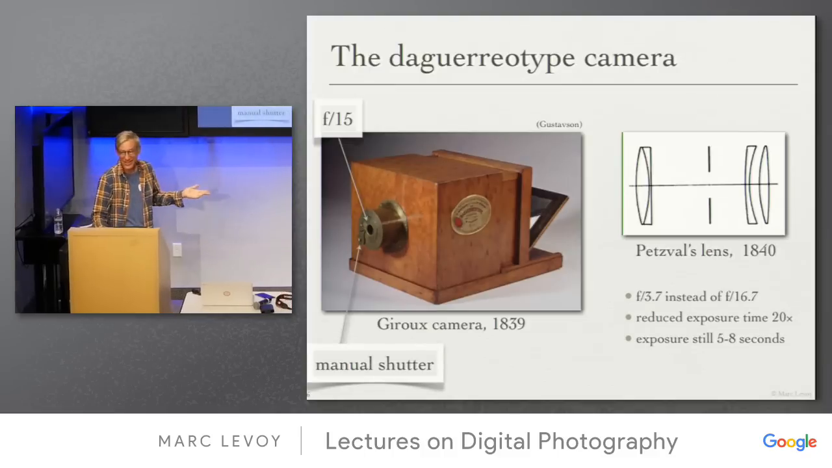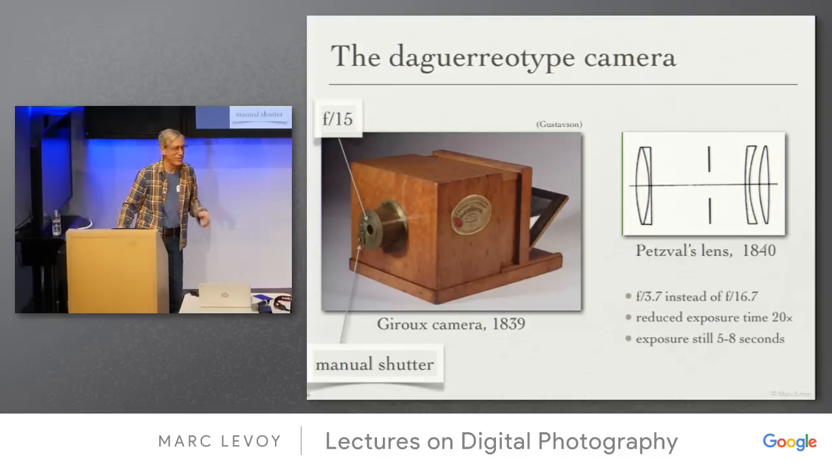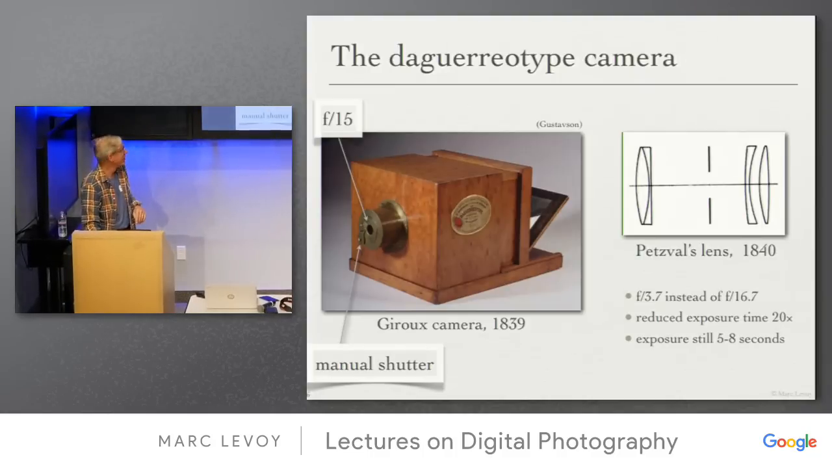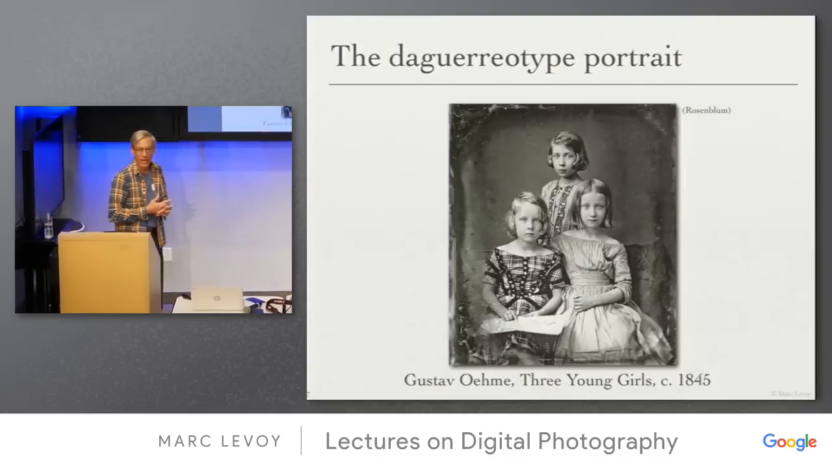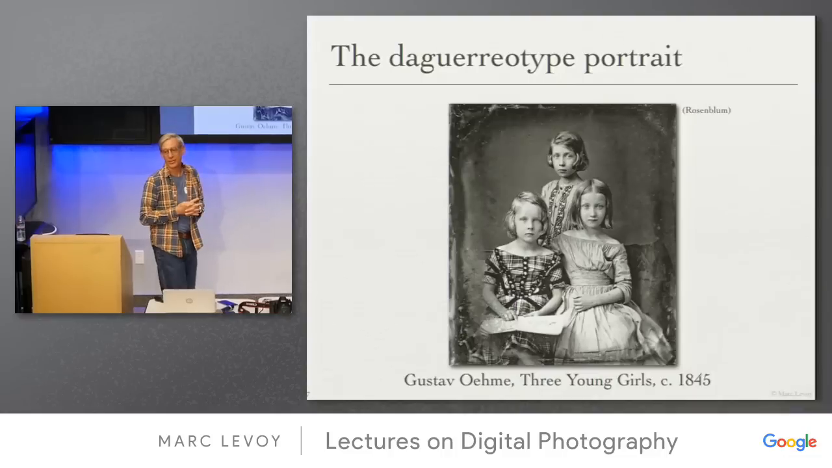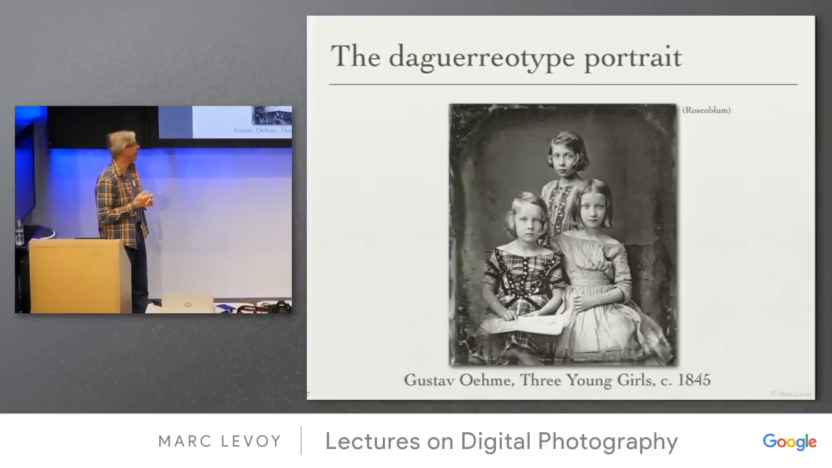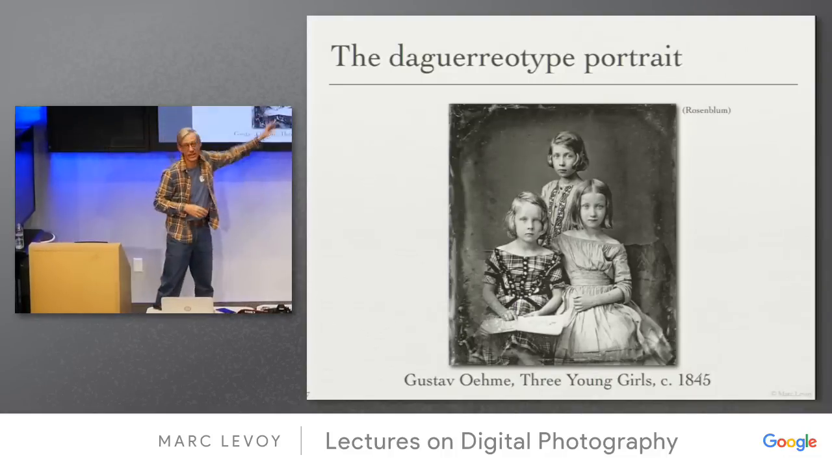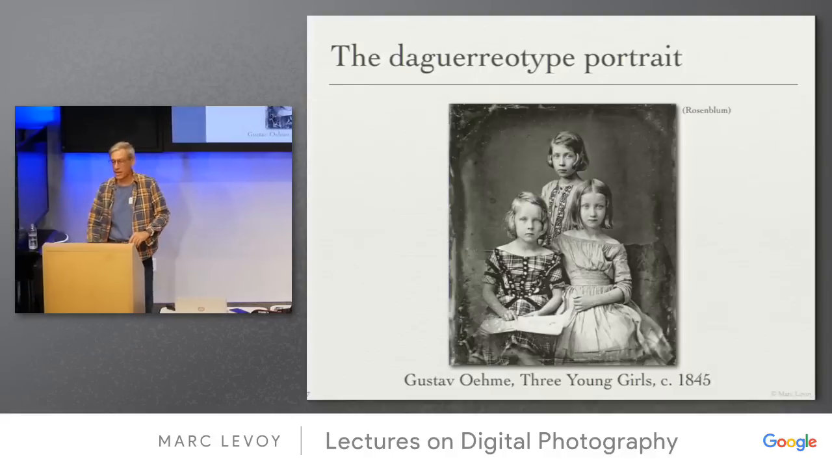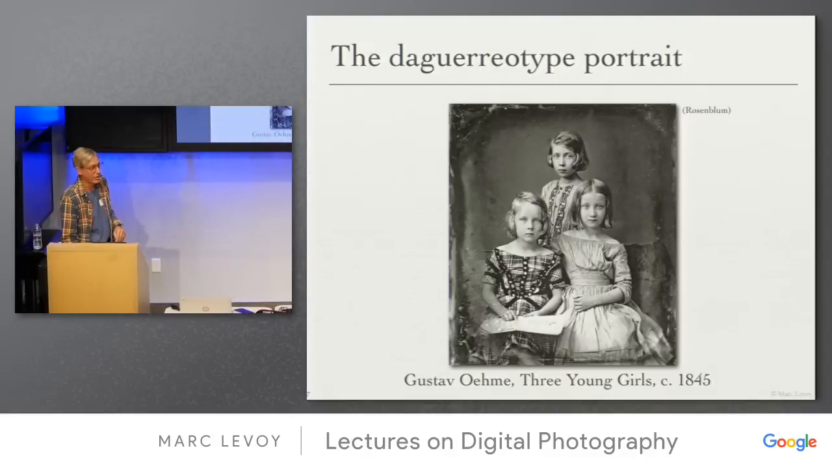Manual shutter, because at 8 seconds, well, you don't have to be too precise on the shutter speed. But despite this, there are some amazing portraits that come from that era. I don't know how these girls held still that well, but look at the detail on their clothing and their eyes. It's really quite extraordinary.